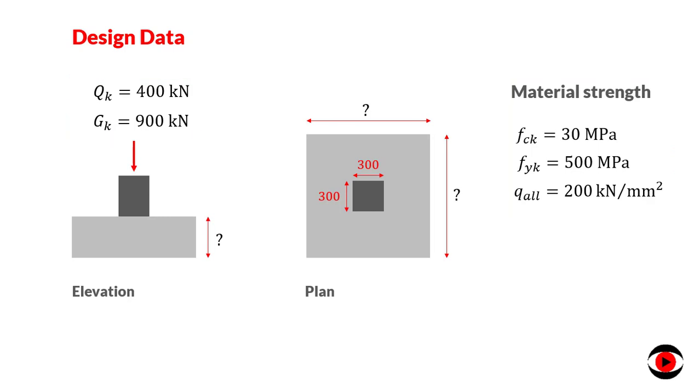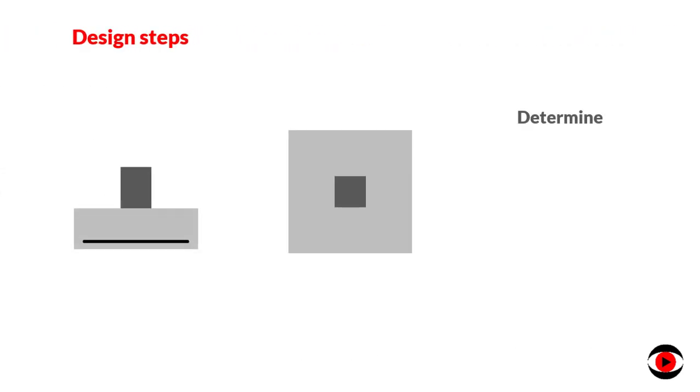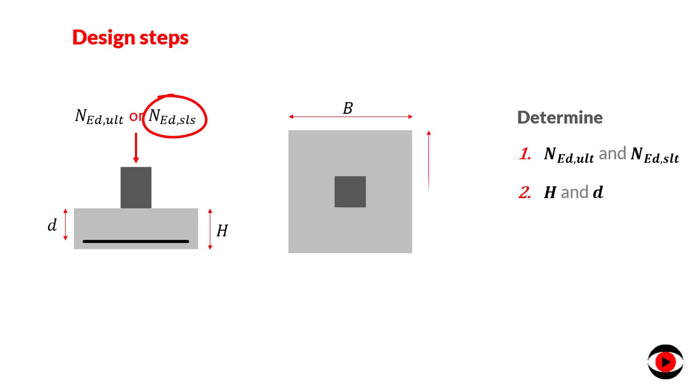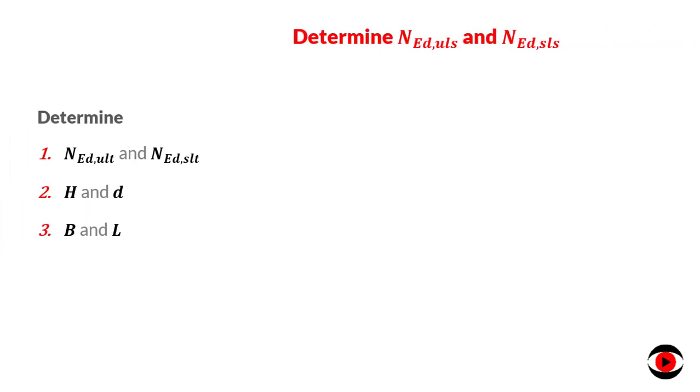Now that we know more about the footing we'll be designing, let us look at the design steps we'll be following. First, we will determine the design load at ultimate and serviceability limit state. Then, we will use the ultimate design load to determine the thickness and effective depth of the pad. After that, we will use the service design load to determine the breadth and length of the pad. Let us dive in and determine these unknowns.